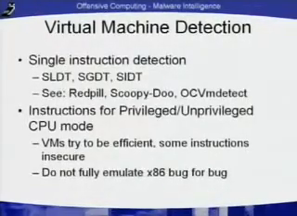This basically relies on the fact that there are instructions for privileged and unprivileged CPU mode. Virtual machines try to be efficient, but not necessarily secure from the point of view of hiding or being stealthy. If you want to learn more about that, go to Joanna's talk. They don't fully emulate the x86 instruction set or architecture bug for bug.